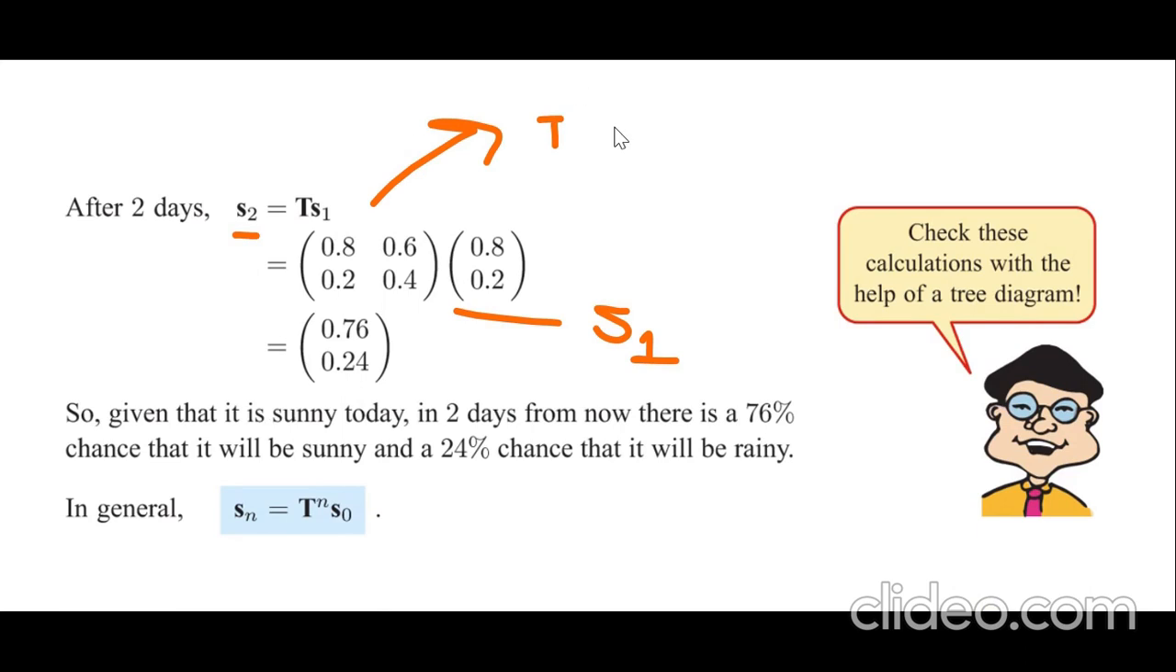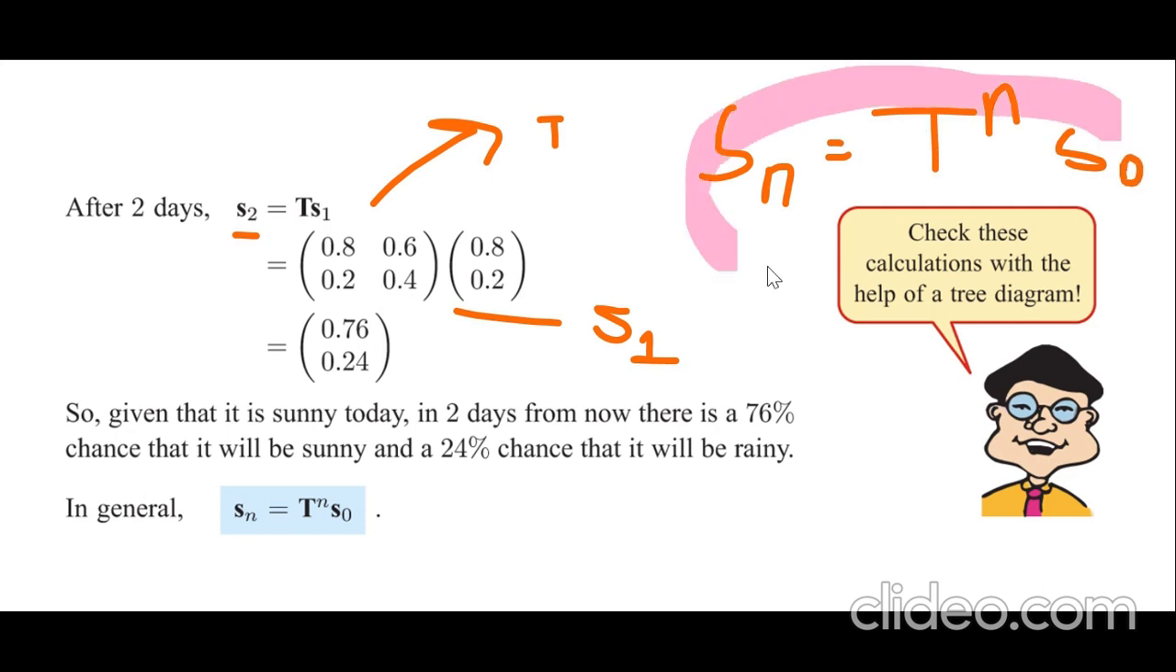So what we can generally take out from this is that S into whatever number, I'll write Sn, will give you Tn into the initial matrix. This is what you can conclude, and this can be called the formula for this.